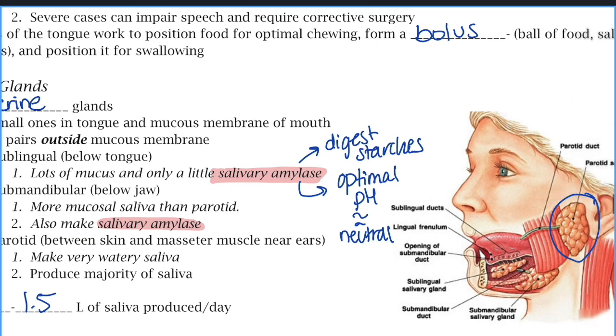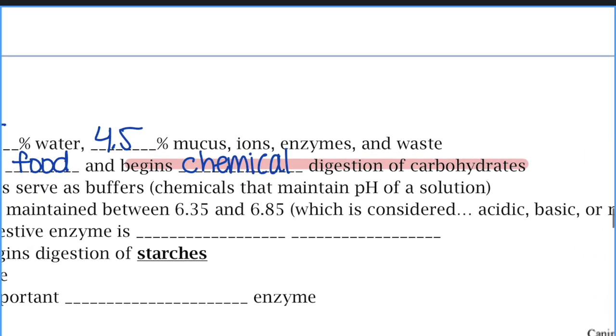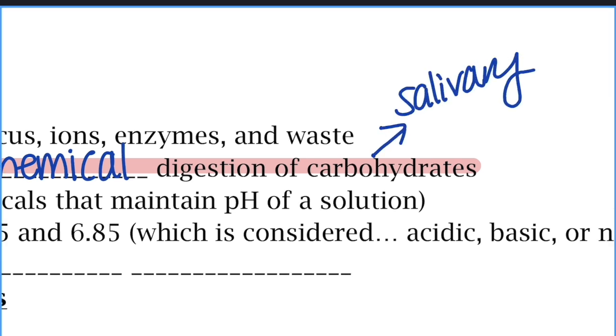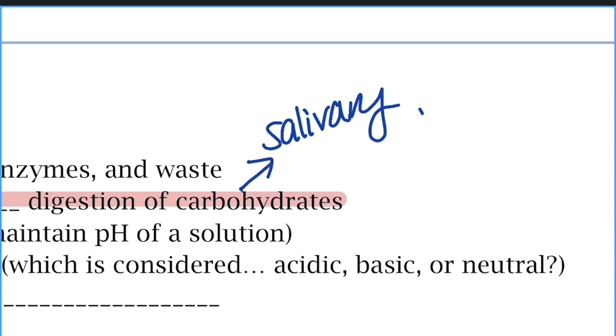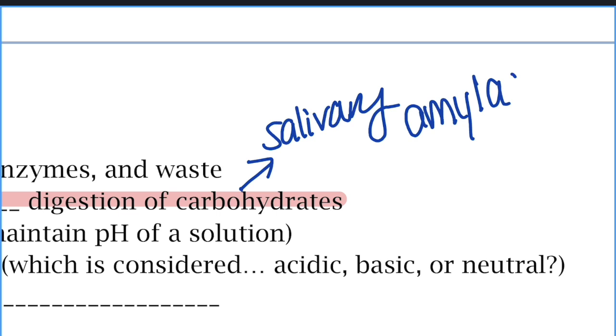All right, so let's scroll. Where it says begins chemical digestion of carbohydrates, it's going to be salivary amylase. Salivary means it's made in the saliva, or it's made by the salivary glands. So Amy loves bread. Amy loves pasta. What does Amy like? Starches. So that's what she breaks down.